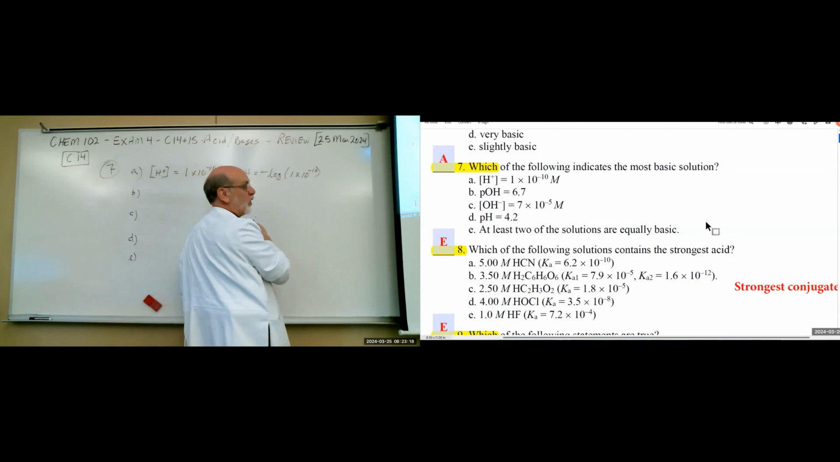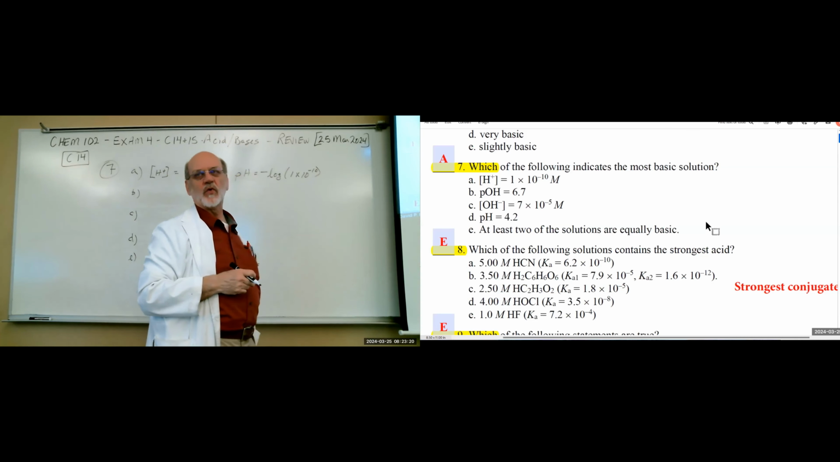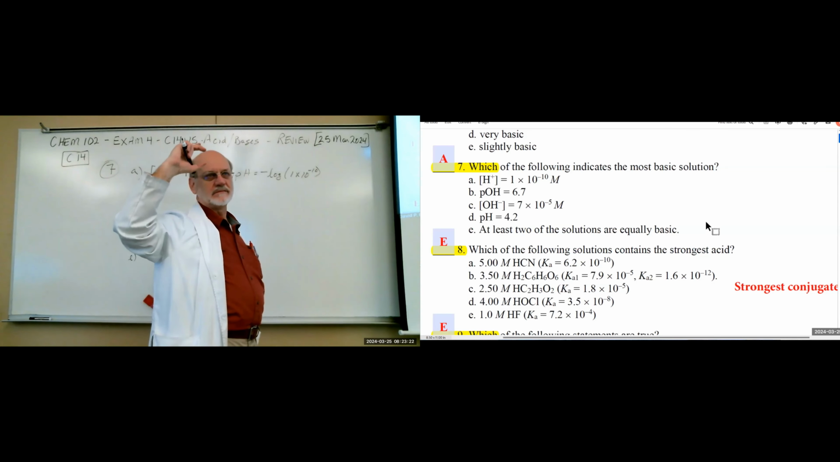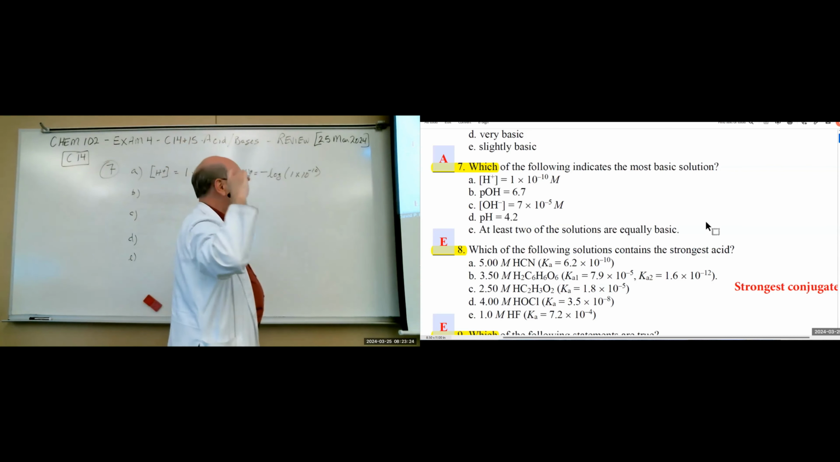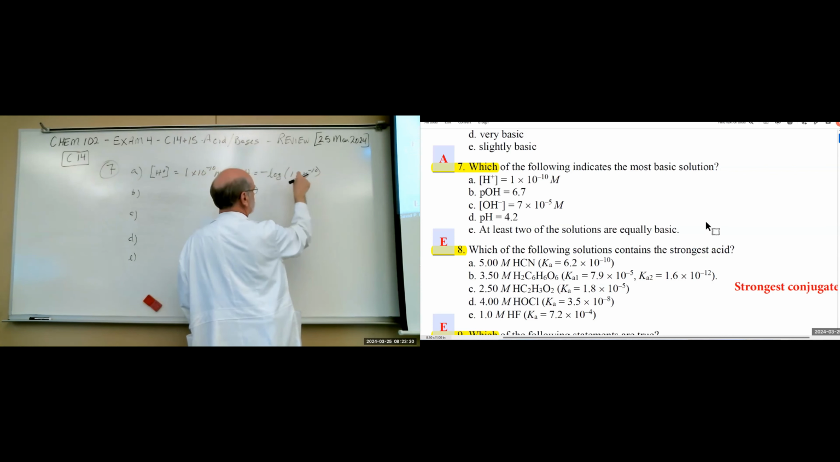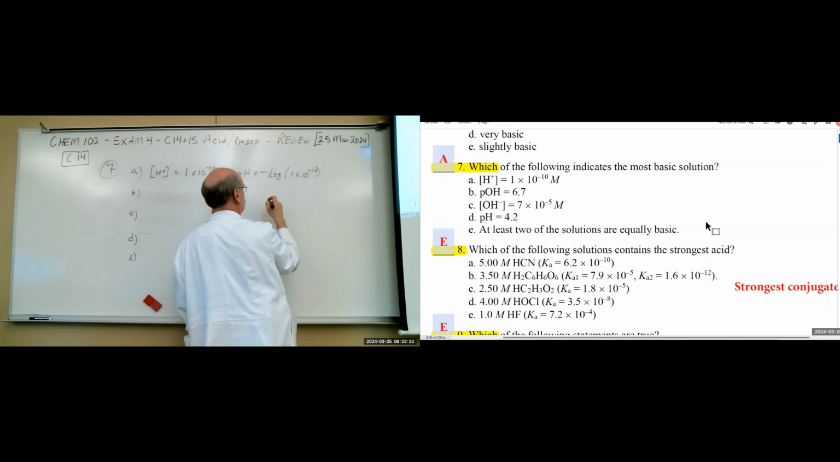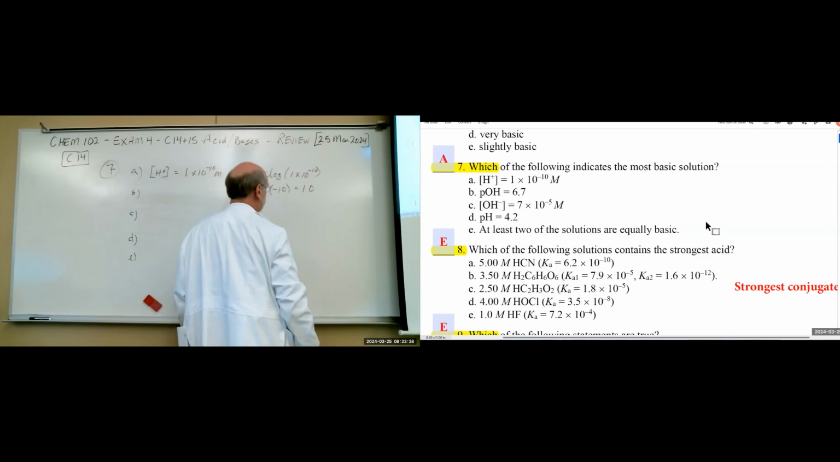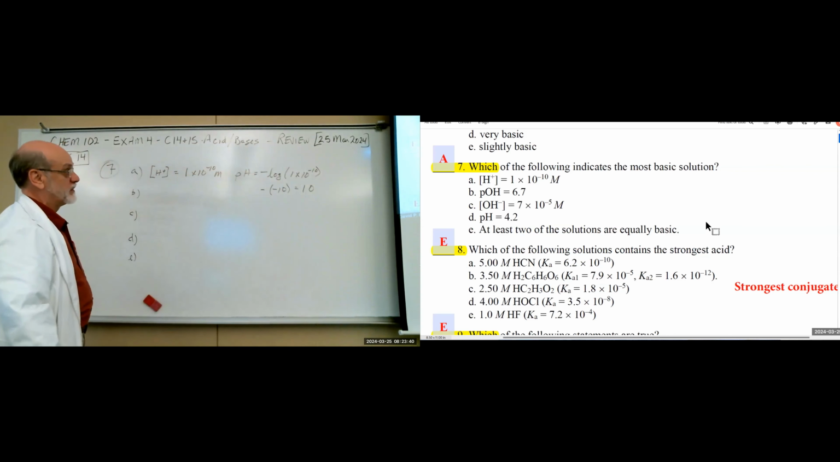So what's the log of 1? 10 to what power equals 1? 0. So that means 0 plus whatever's left over. So what's the power of 10 that equals 10 to the minus 10? It's minus 10. Times a minus. So the pH is 10. That's very basic.